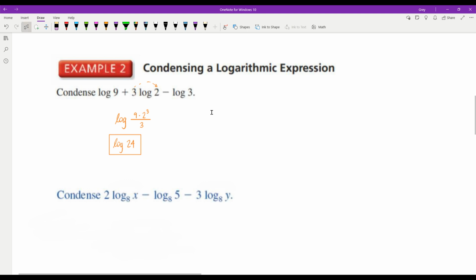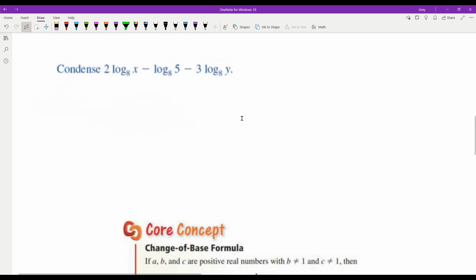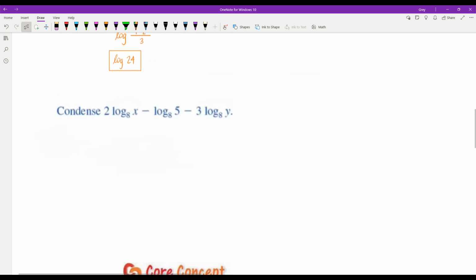I can't tell you how important this is, y'all, in solving equations. Look at this next one. Condense 2 log base 8 of x minus log base 8 of 5 minus 3 log base 8 of y. Again, I'm condensing. I'm going to have only one word log in my answer. And when I look at each expression, this is 1, 2, 3. I can't have a number in front. I got to remember that number in front becomes my exponent in each case.